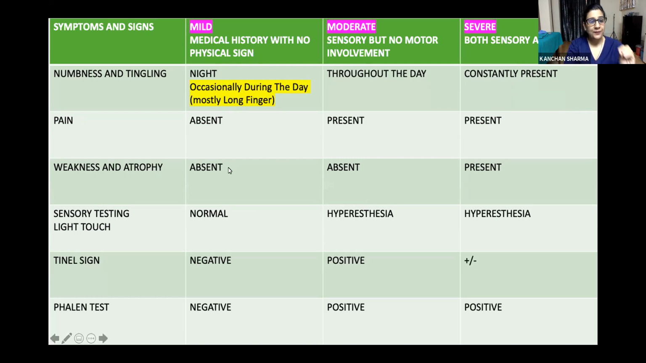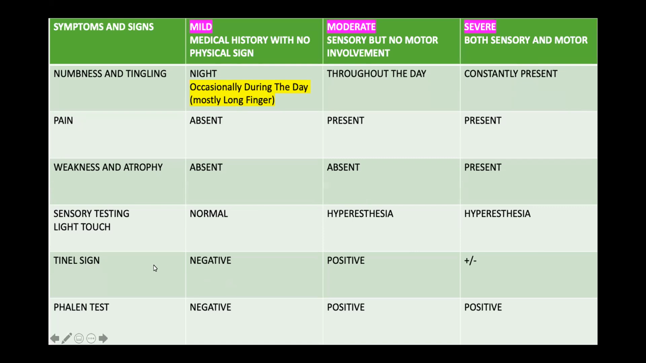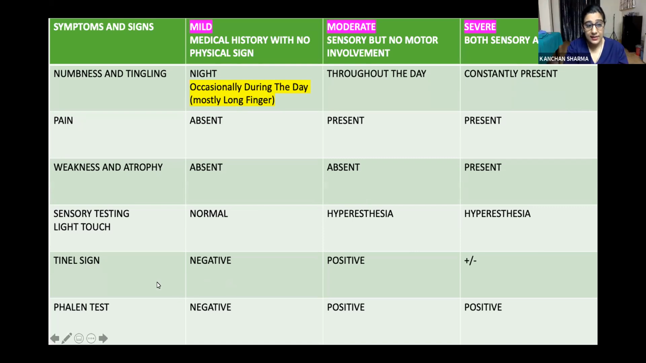At that time, whatever you test, you do the Tinel sign, you do the Phalen test, everything will be perfectly all right, except the night pain, those tingling sensations. Sometimes the first finger to be involved is your middle finger. Your long finger is the one. She will be saying only in one finger, I'm having this. So these will be present in mild cases.